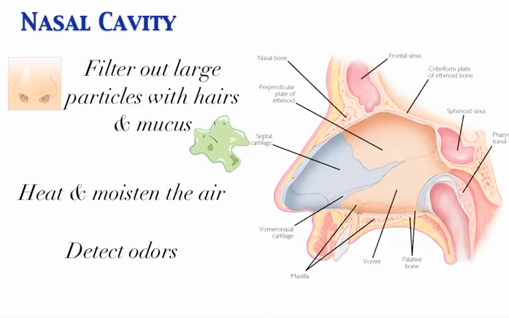Nasal cavity. The main job of the nasal cavity is the first line of defense. It filters out all kinds of dust particles and stuff using mucus and hair. It also moistens and heats up the air before it reaches your lungs. And it also detects odor, so if you leave the gas on in your house, you can survive.